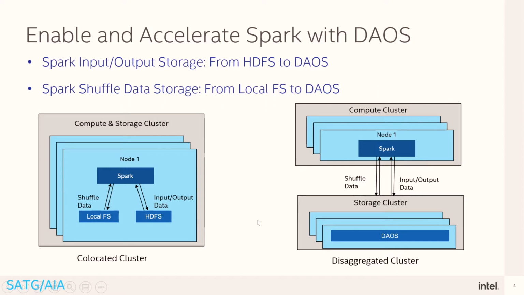And on the right, it's the disaggregated cluster. You can see the compute cluster and storage cluster are separated. If we use DAOS as storage, Spark's input data, output data and shuffle data are all in DAOS. For input and output data, we use Hadoop DAOS to read and write data to DAOS. And for shuffle data, we use the DAOS object API directly.